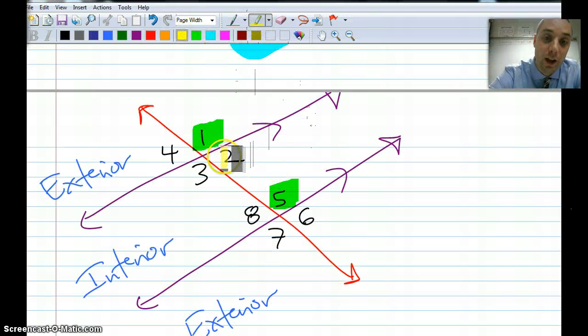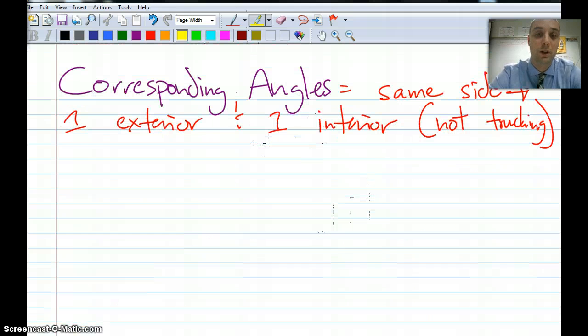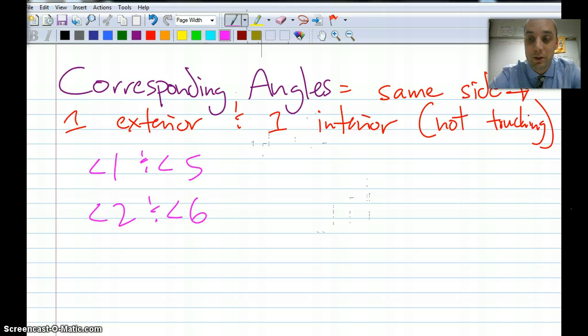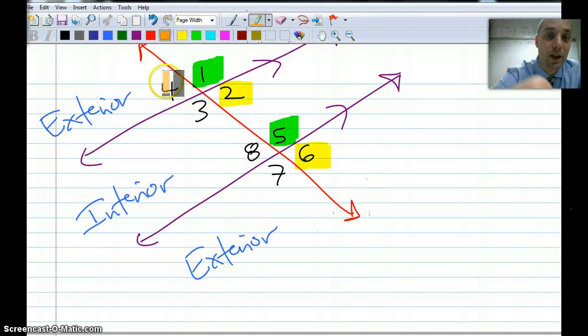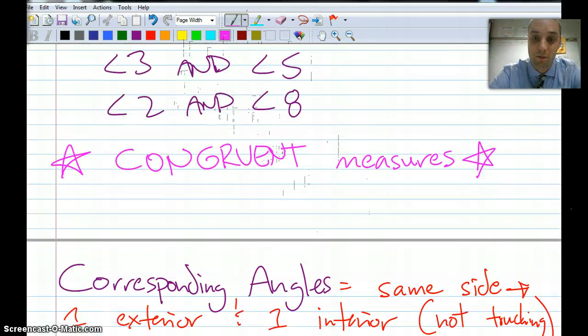I'm going to color different colors here. Angle 2 goes with angle 6. Those are corresponding. So 1 and 5 and 2 and 6. Let's jot those down. Angle 1 and angle 5. Angle 2 and angle 6. And then there's 2 others. On the bottom side of the transversal, angle 4 is corresponding to angle 8, right? Same side, one interior, one exterior. And last but not least, angle 3 and angle 7 are also corresponding. So 4 and 8 and 3 and 7.